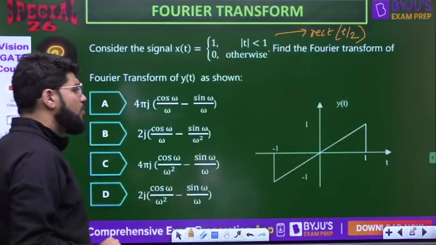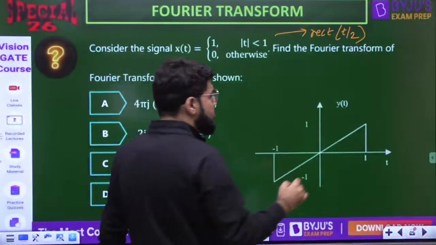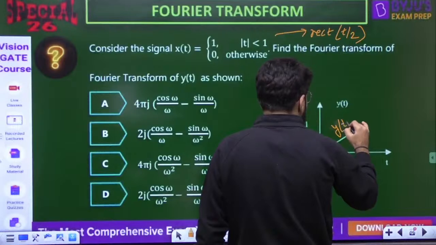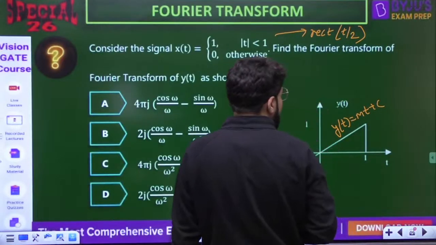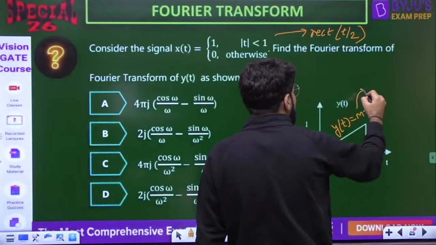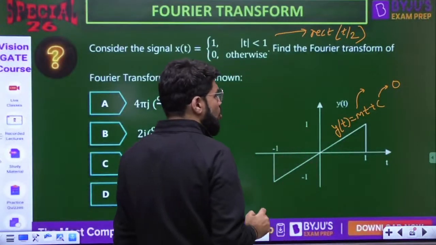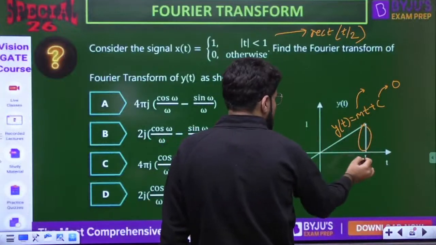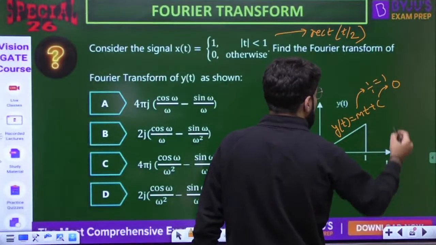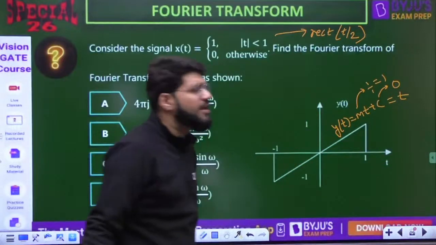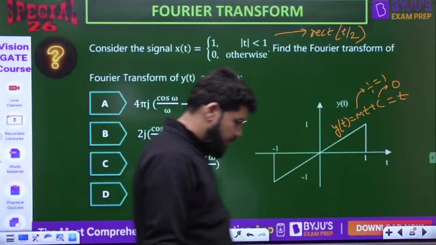Now what you are given, look into this. y(t) is a straight line from -1 to 1. What is the straight line? mx plus c, or mt plus c, where the x-axis is the t-axis here. What is the value of m, and what is the value of c? c is 0, the y-intercept, it is passing through the origin. Slope: height 1 unit, base 1 unit, so the slope will be 1. So this is simply equal to t. y(t) is equal to t.